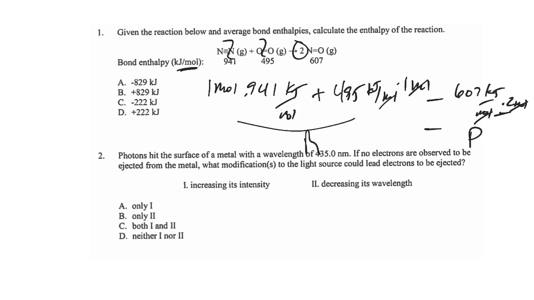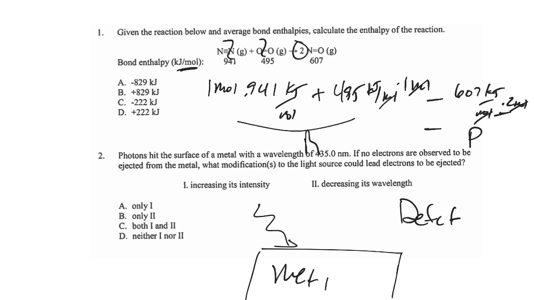Photons hit the surface of a metal with a wavelength of 435.0 nanometers. If no electrons are observed to be ejected from the metal, what modifications to the light source could lead the electrons to being ejected? So we're having light hit a metal, and then you have some detector set up so that if electrons were to be emitted, they would be observed. Now the idea is that the photons have to carry enough energy per photon to be greater than the ionization energy of the metal.